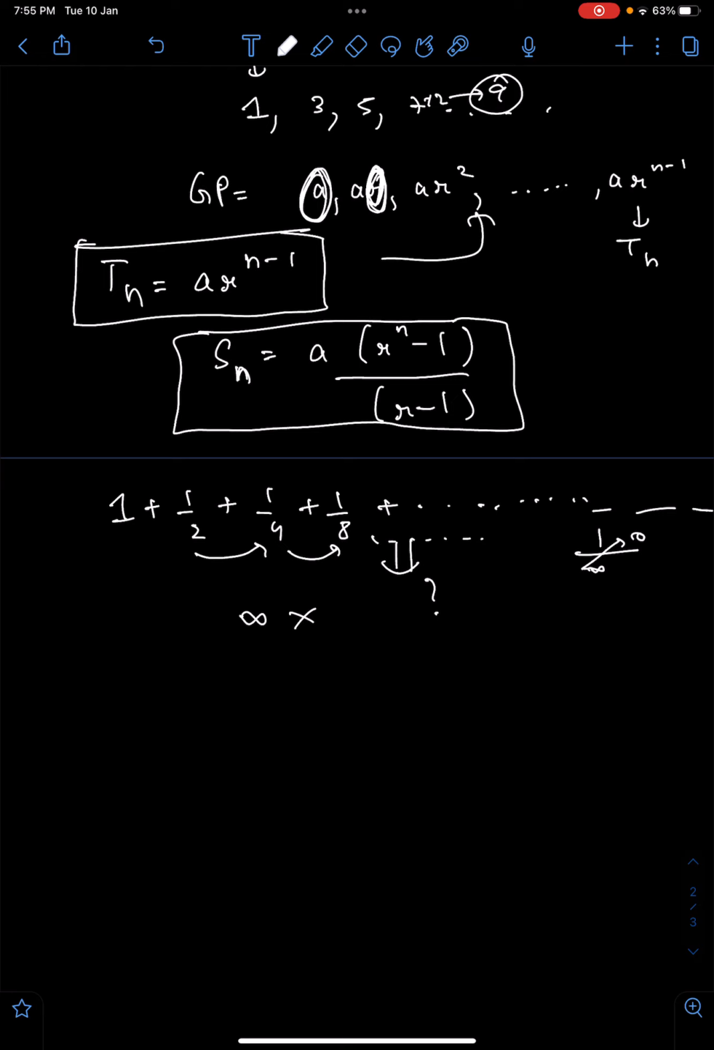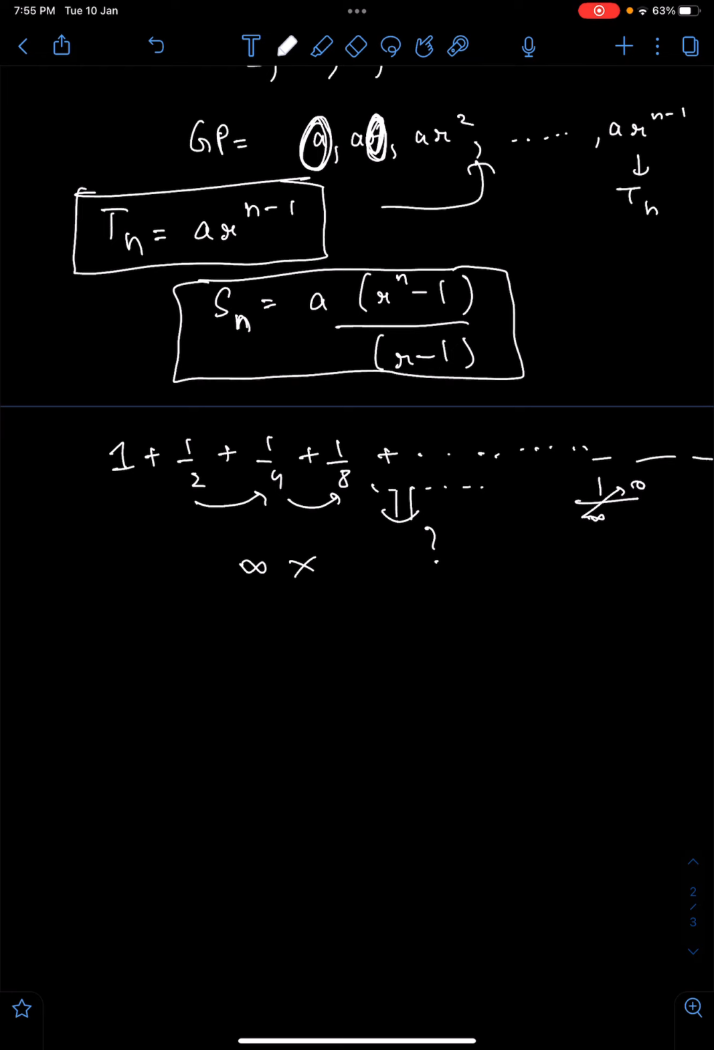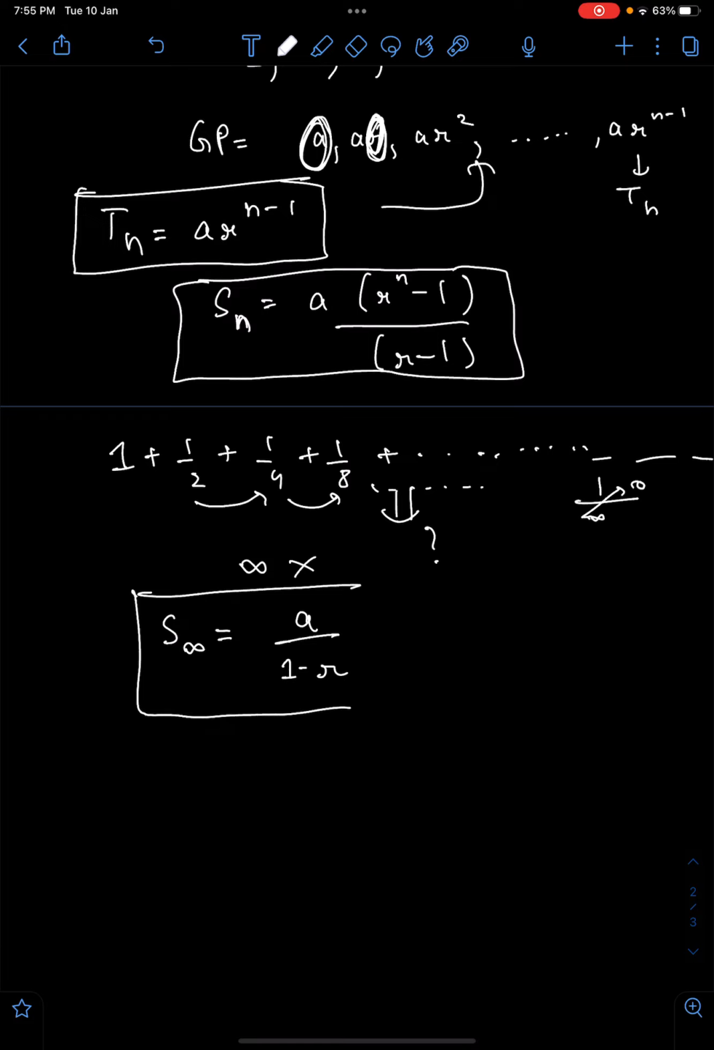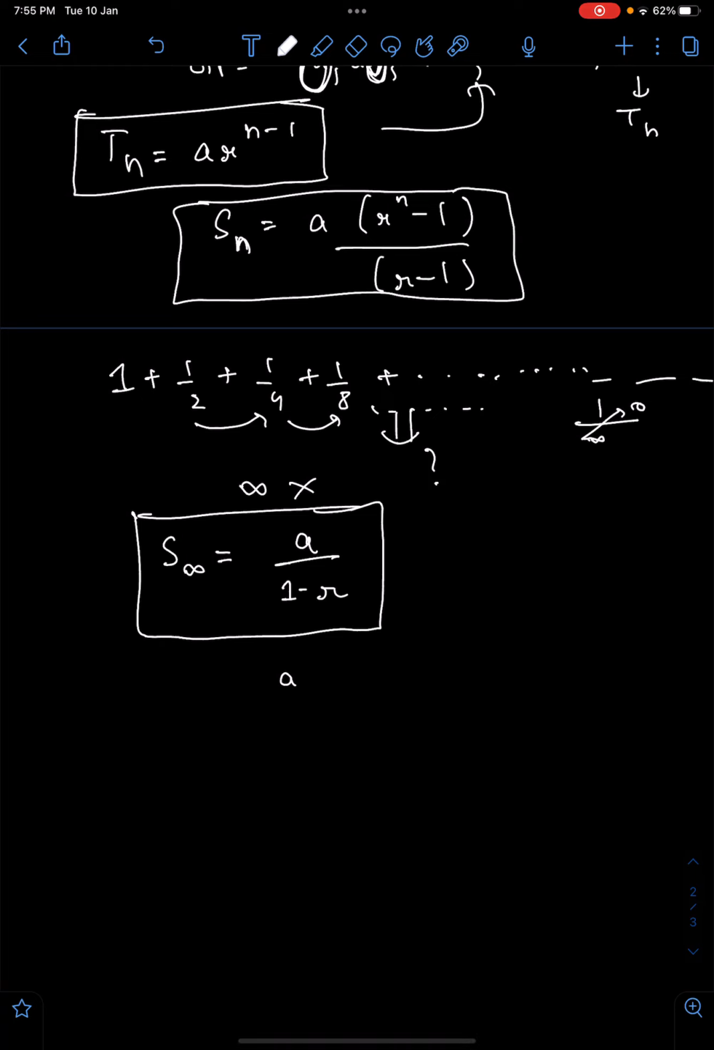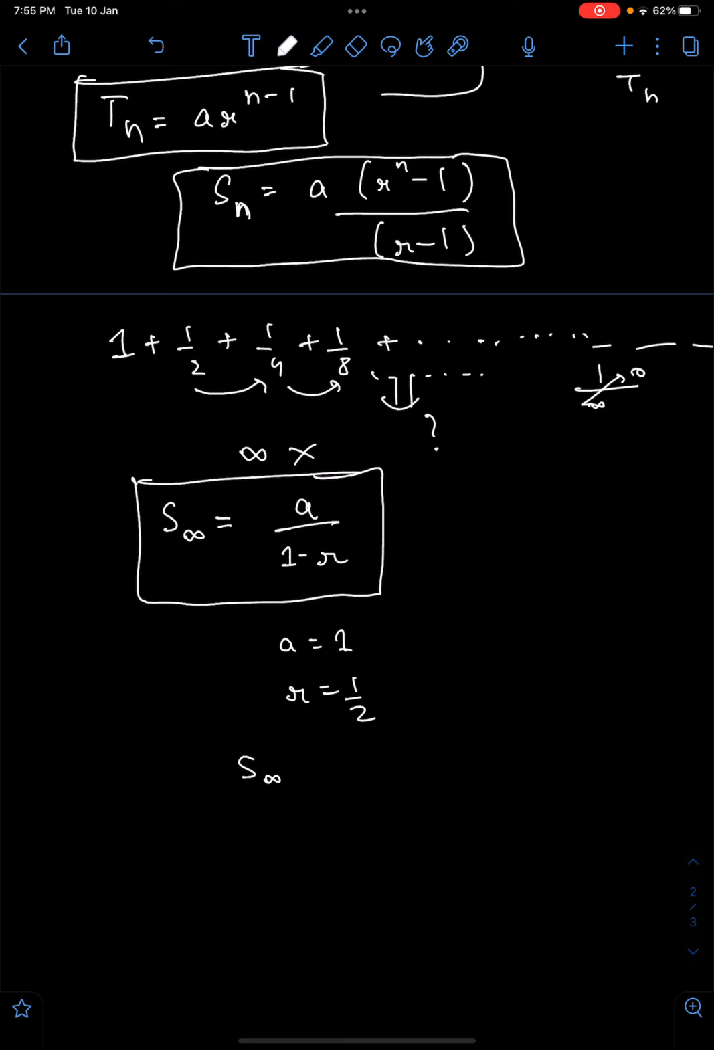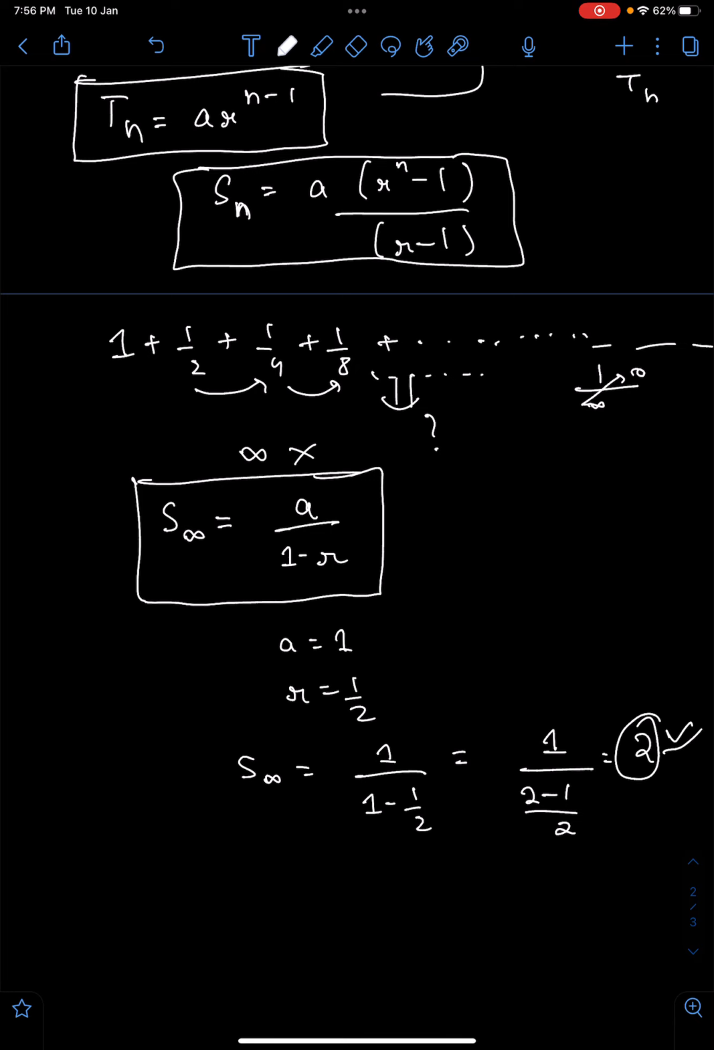So now how do we do that? See, first of all, there's a relation. We can only use this formula. Write the formula first: a divided by 1 minus r. So this is s infinity. If I want to calculate s infinity for this particular example, a would be 1 and r would be 1 by 2, right? So s infinity for this example would be 1 upon 1 minus 1 by 2, which is 1 upon 1 by 2, which is 2, right? So s infinity for this is 2.